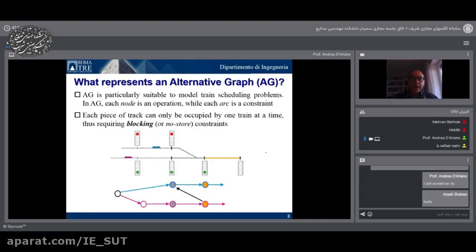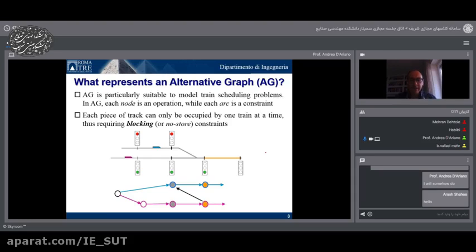Then here I mention a particular type of constraint that is very important because the alternative graph works very well with this special constraint. The constraint in the scheduling terminology is called blocking constraint or no wait constraint. This simply means that each piece of track can only be occupied by one train at each time. So each piece of track can be empty or can be occupied by a maximum of one train. This type of constraint is a so-called blocking constraint, and the alternative graph is very suitable to represent this type of constraint.